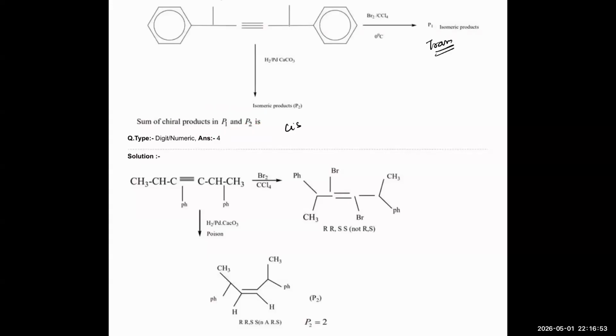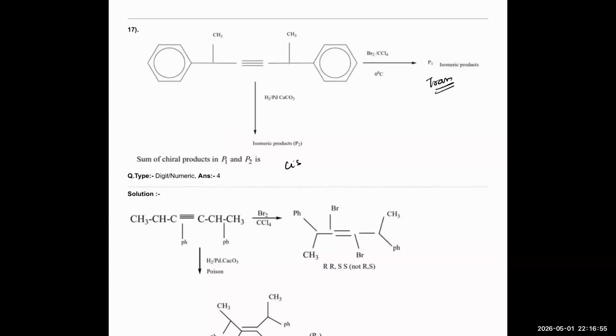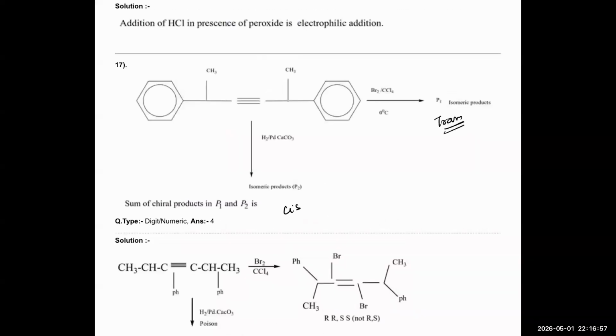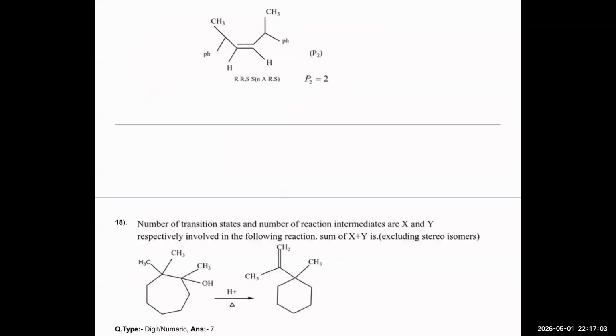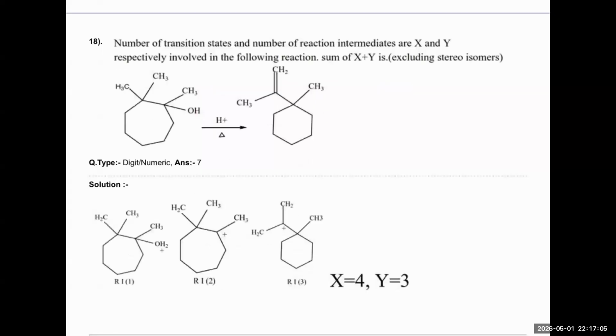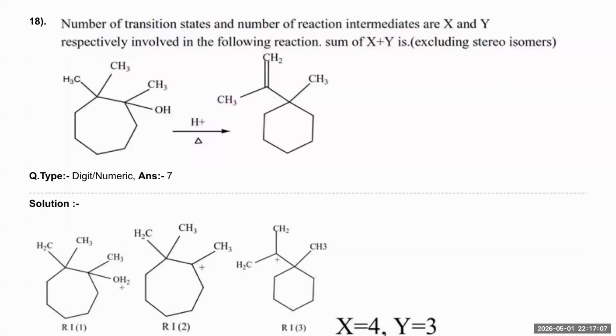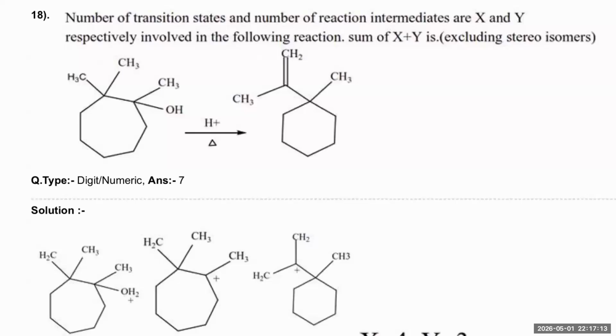So you just need to check here there is a chiral center, here there is a chiral center. Accordingly, you can figure out how many products we can have. That's it. Next, 18th one, number of transition states and number of reaction intermediates. Okay, that's a good question. So please let me know if you want me to discuss, then I'll discuss. Otherwise, we can skip it.